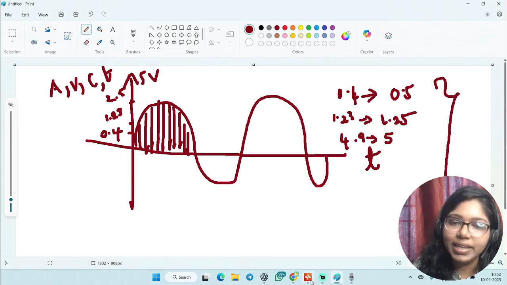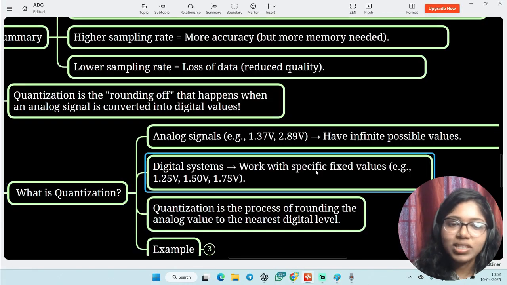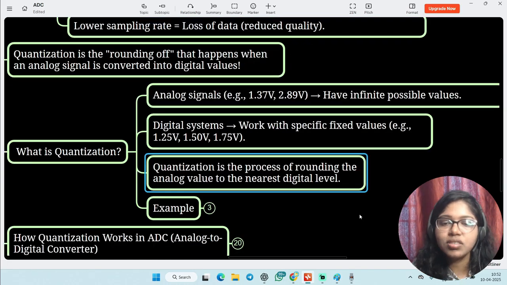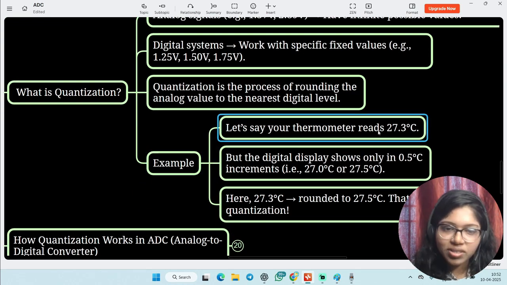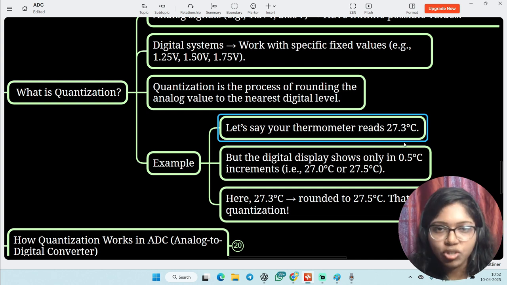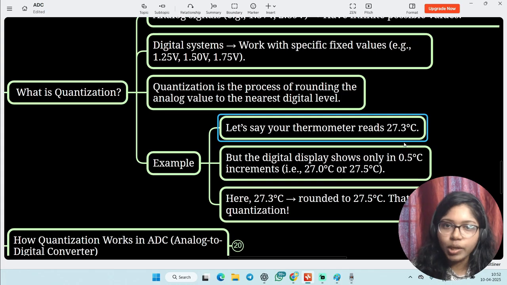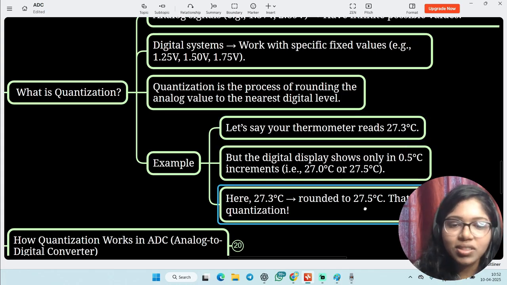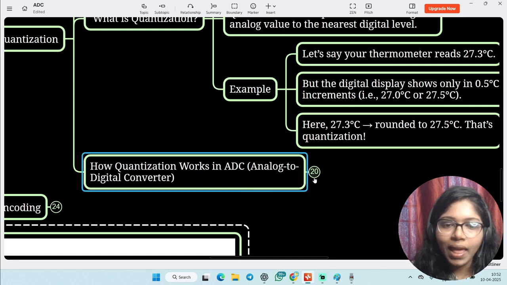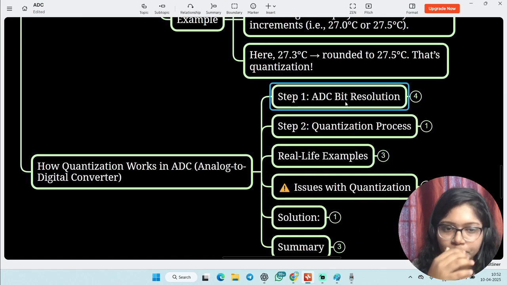So the purpose is just rounding off the data. A fixed value is obtained, and the main purpose of quantization is rounding off. Here I've mentioned temperature. If using a thermometer, you can read the temperature value. If I get 27.3 degrees Celsius, it is either rounded off to 27.0 or 27.7 degrees Celsius. That is the purpose of quantization and how it actually works.